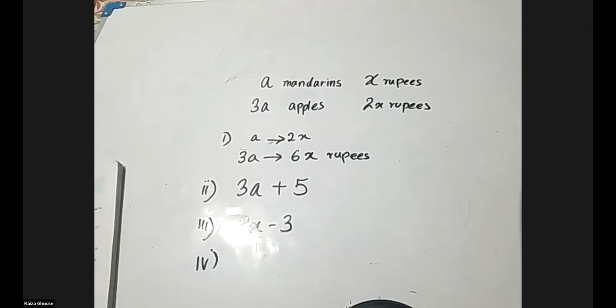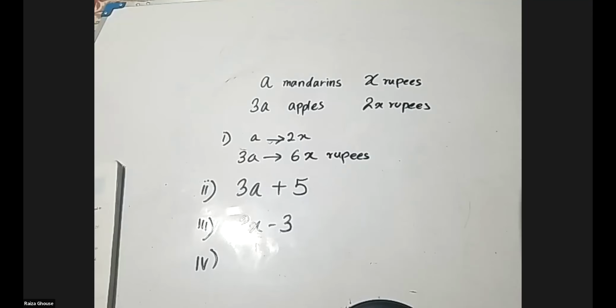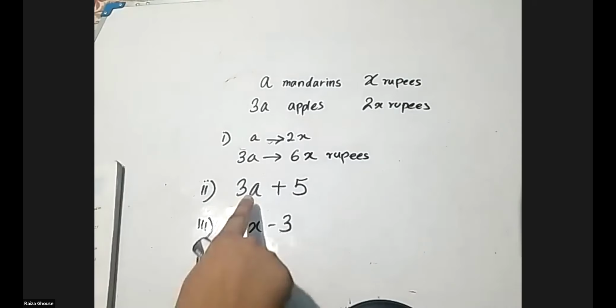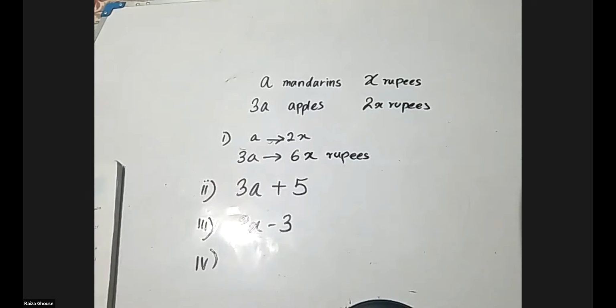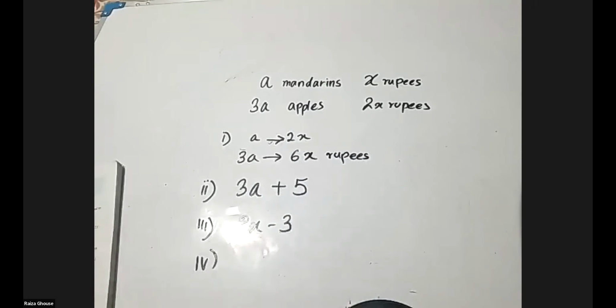Write down the cost of the apples in terms of A and X. If he does it this way, what is the price of the apples? 1 apple will be 2x minus 3. He is buying 3A plus 5. What is the cost now? What should we do here? Who can tell me? You multiply. Very good. The two expressions should be multiplied.